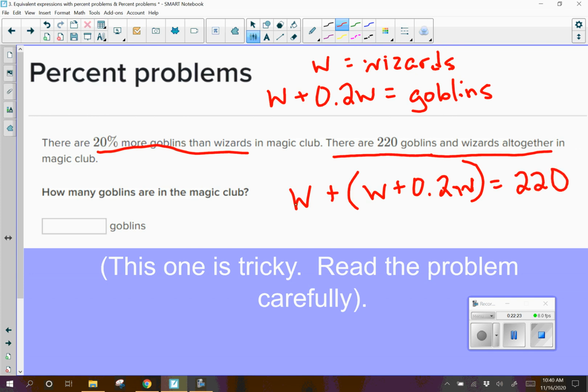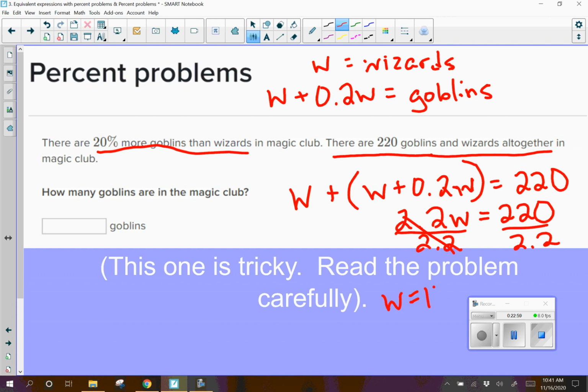So remember, it's understood there's a 1 in front of your variable. If I were to add all these together, we have 1W plus 1.2W, so altogether we have 2.2W equals 220, and then to get our W by itself, we're going to divide both sides by 2.2. On your calculators, 220 divided by 2.2 gives us 100. Now don't forget, that's W, which means there's 100 wizards.